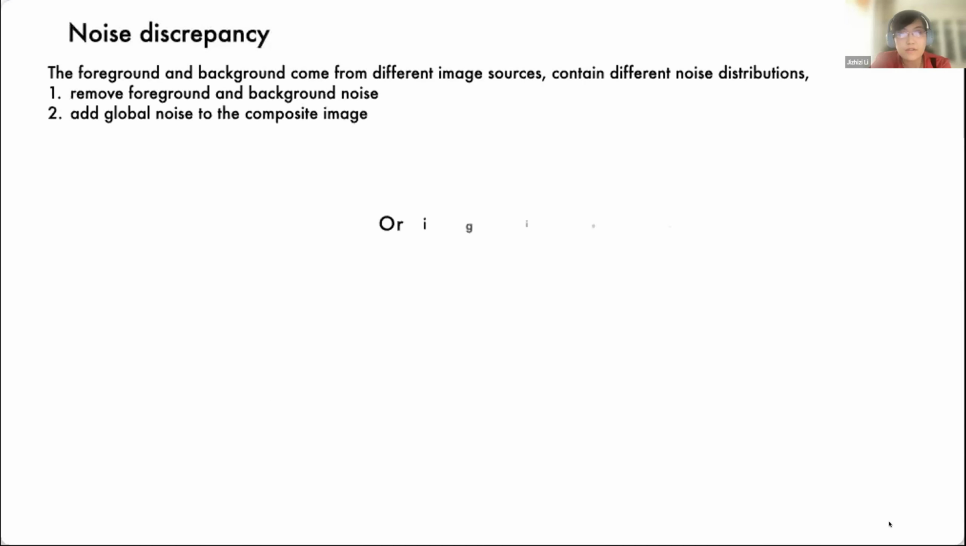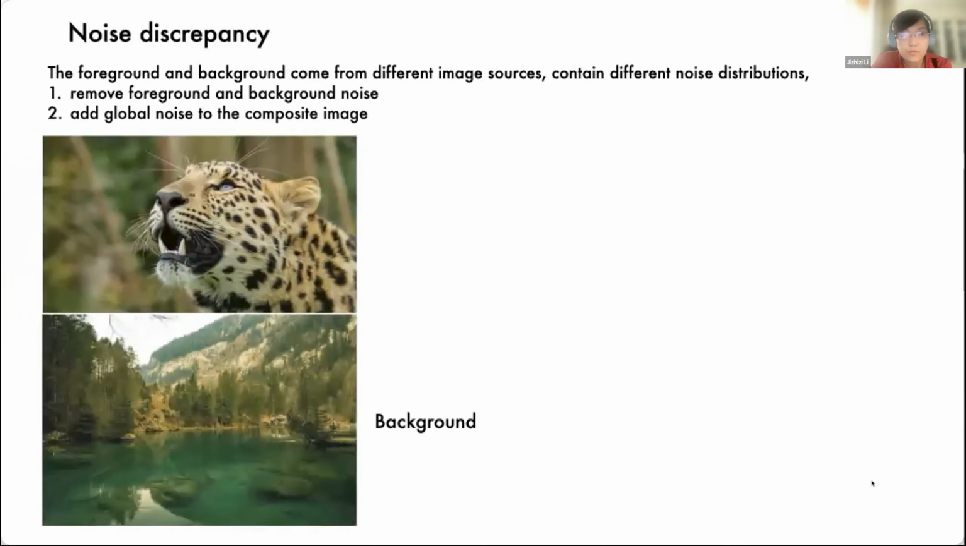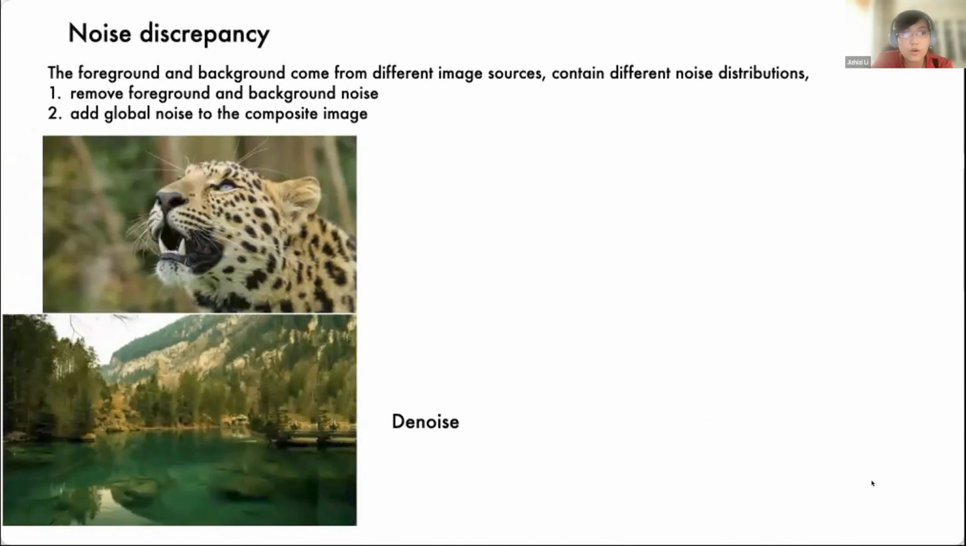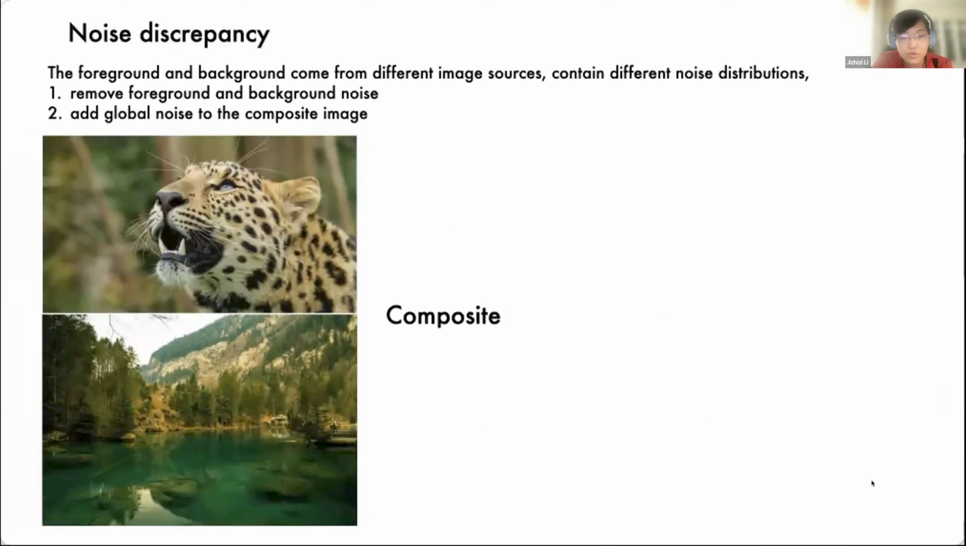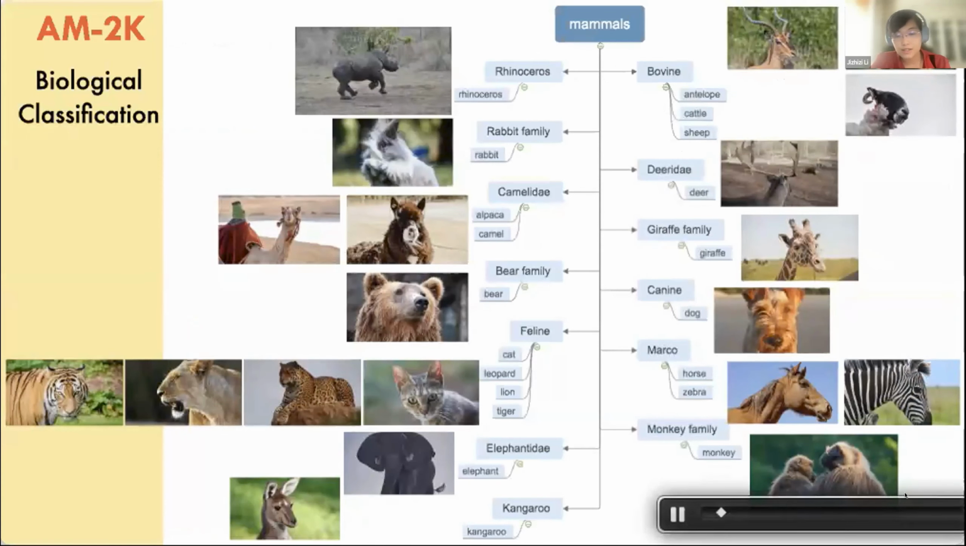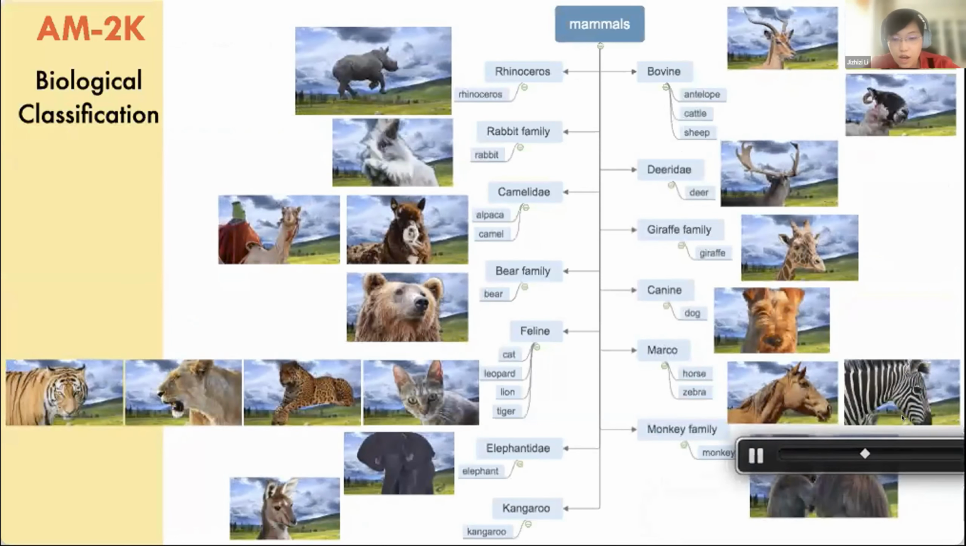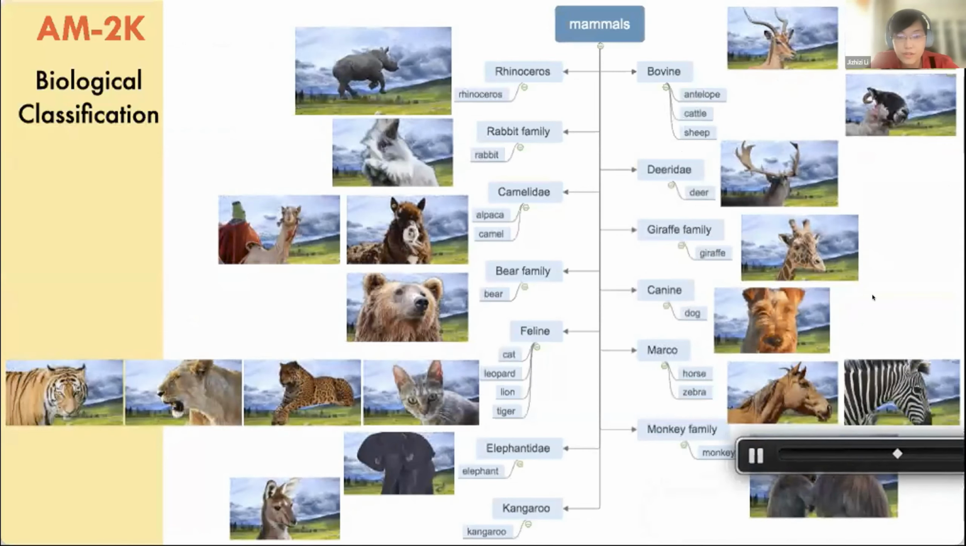Another point is that in the dataset, there will be some noise discrepancies when using composition. So what we do is first remove the noise from the foreground and the background, and then add a global Gaussian noise to the composite images to make them as similar as possible to real world images. We have conducted a lot of ablation studies for all these aspects, and for anyone interested, you can check how these modules contribute to the performance increase.